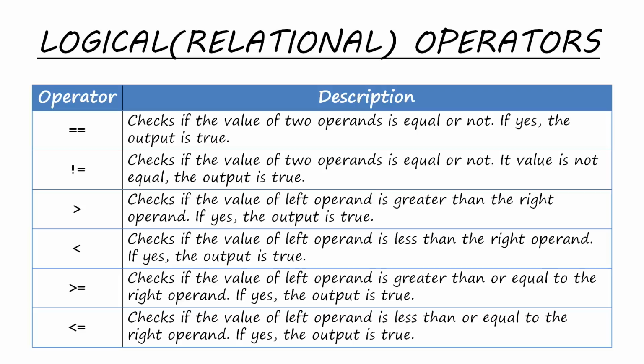Now, you might already be familiar with the remaining four relational operators: greater than, less than, greater than or equal to, and less than or equal to. These work in a similar way to what you might have already studied in inequalities in mathematics. We will learn about bitwise operators at a later stage of this course.